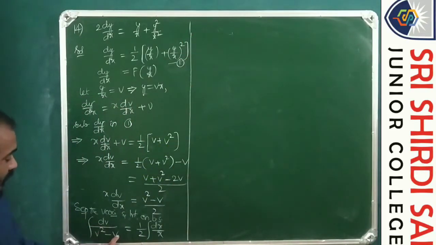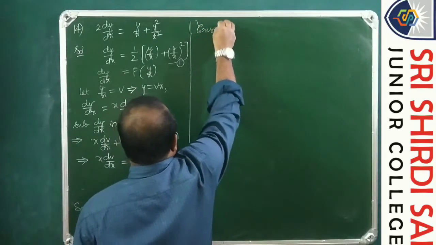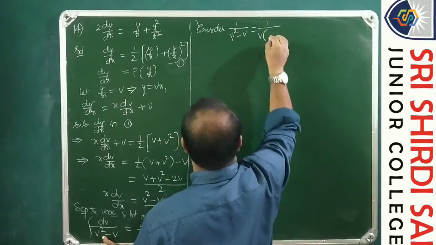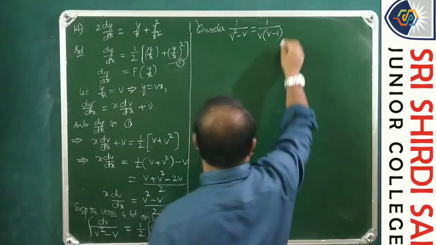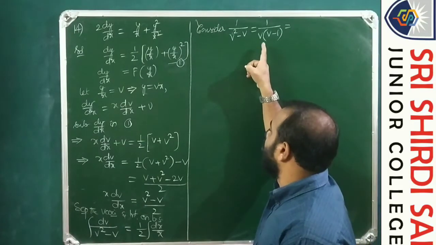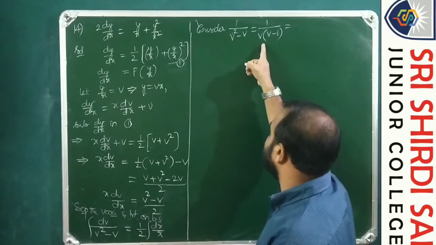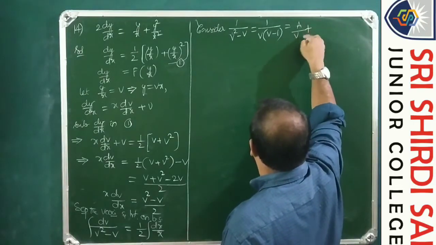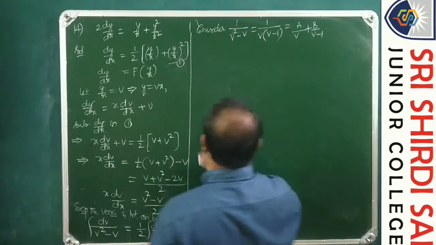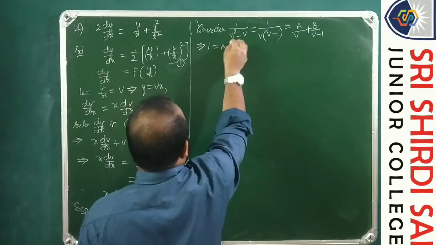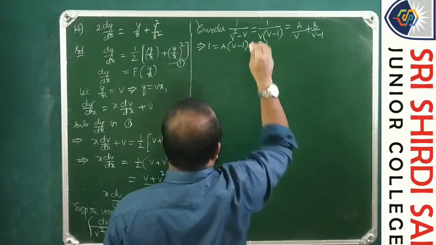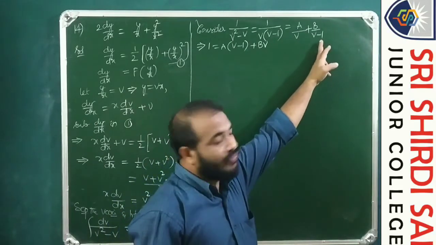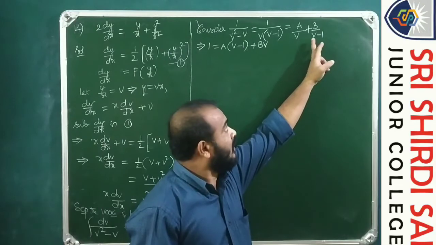Now let us take 1 by v square minus v. This can be written as 1 by v into v minus 1. This can be solved through the process of partial fractions. v and v minus 1 are the non-repeated linear factors. So this is A by v plus B by v minus 1. This gives 1 is equal to A into v minus 1 plus B into v. So v equals 0 and v equals 1 are what we have to take and substitute in this.